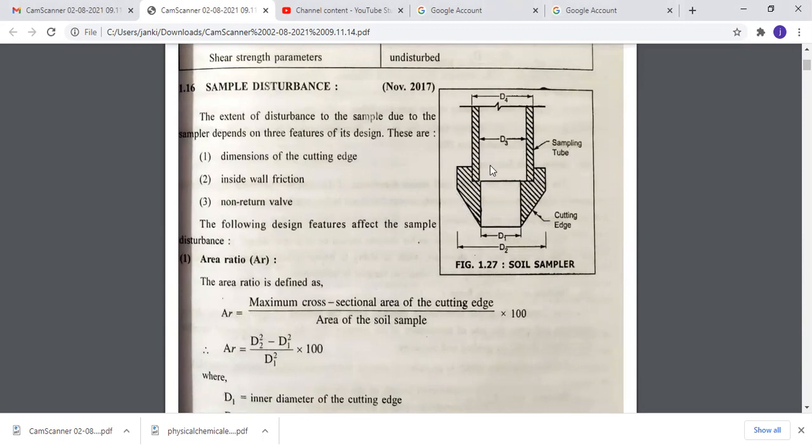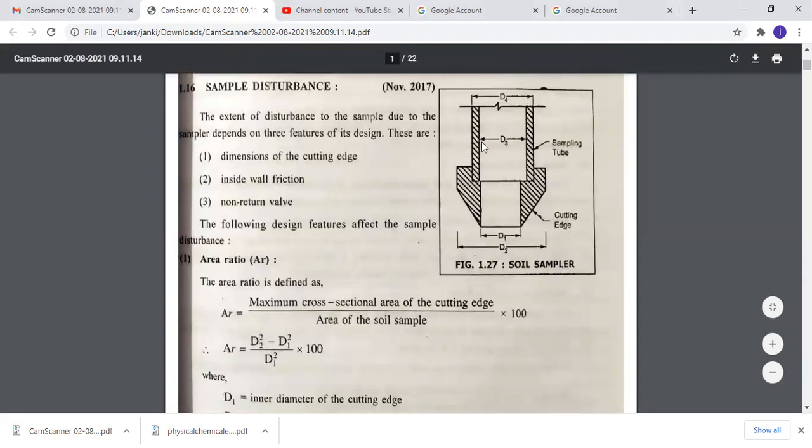So here, we talk about the bottom part. The inner diameter we consider as D1, and the outer diameter, out to out, we consider as D2. And talking about the sampling tube, the inner diameter we take as D3, and the outer diameter we take as D4. The extent of disturbance to samples due to the sampler depends on three features of its design. First is the dimension of the cutting edge, second is inside wall friction, and the third one is the non-return valve, right?